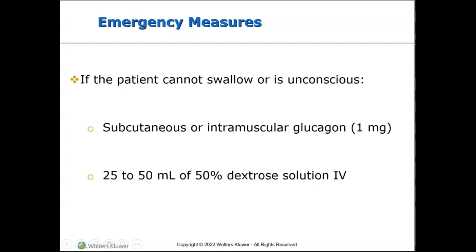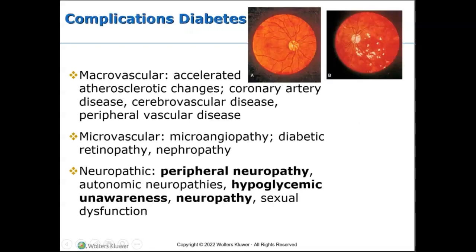Next, we are going to skip over DKA and HHS, as you're going to get that information again in Block 3. Complications of diabetes. There are major complications that occur with diabetes. When you have hyperglycemia, the blood vessels actually change and can cause hypoxia to the nerves, and the axons and myelin sheath are permanently damaged.